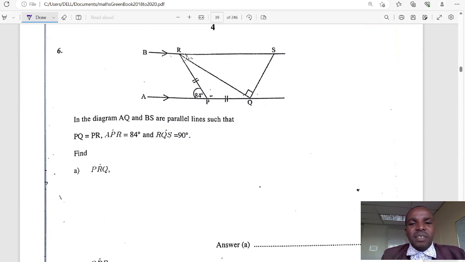Next, question number 6. In the diagram, AQ and BS are parallel lines such that PQ is equal to PR. PQ is equal to PR is indicated with those lines. Then APR is 84 degrees, given, and RQS is 90 degrees, given. Then find PRQ. Right, this one is an isosceles triangle. PRQ is isosceles.